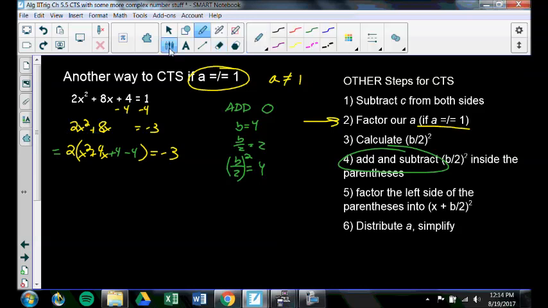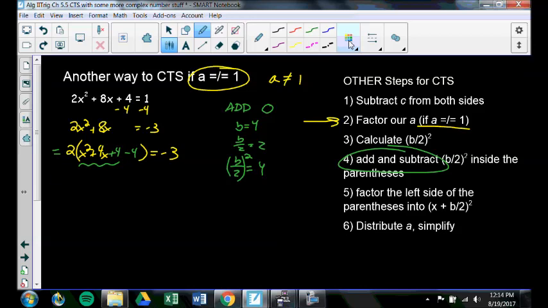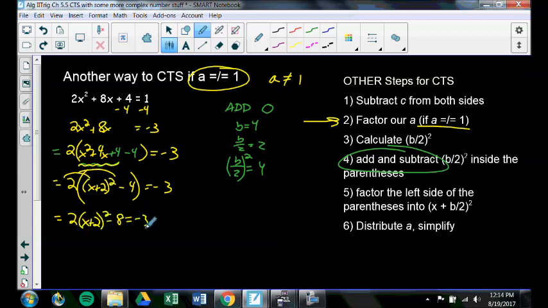Now, this part and just that part can factor. Those 3 terms on the left can factor. I'll go back to yellow. So this is going to give me 2, and then in this part here is x plus 2 squared minus 4 equals negative 3. Distribute this 2, so it's 2 times x plus 2 squared minus 8 equals negative 3.